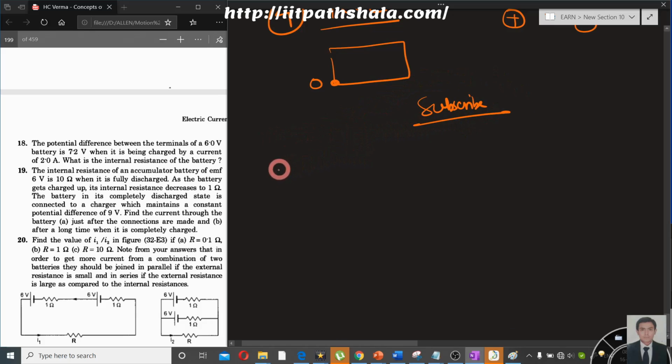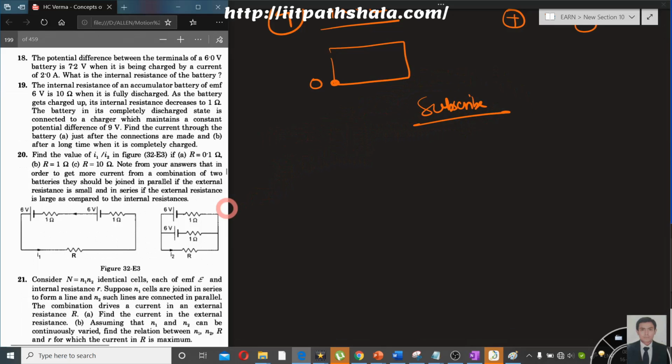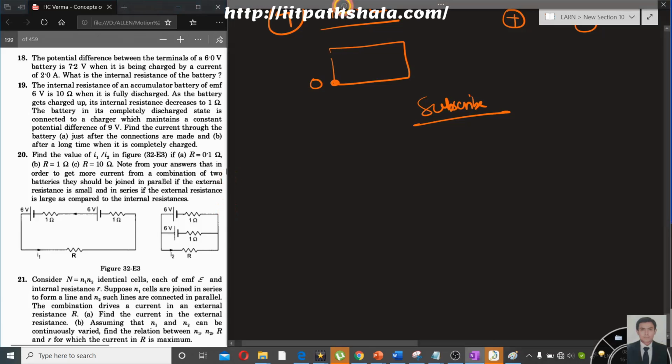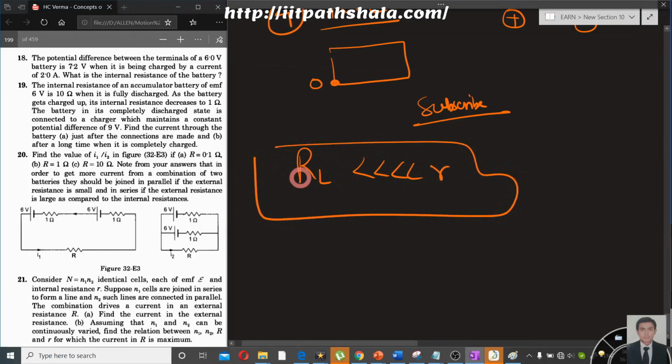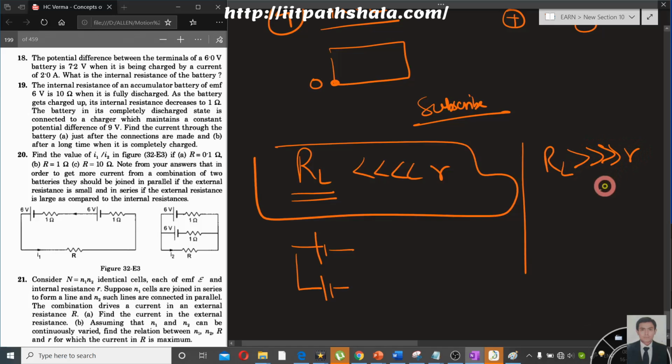The last takeaway was this statement, that if you have a load resistance which is very small compared to your internal resistance, then to fetch maximum current at the load resistance you should join these batteries in parallel combination instead of series. And if you have the opposite case, that R is very much greater than your internal resistance, then you should join the batteries in series to fetch maximum current at the load resistance.